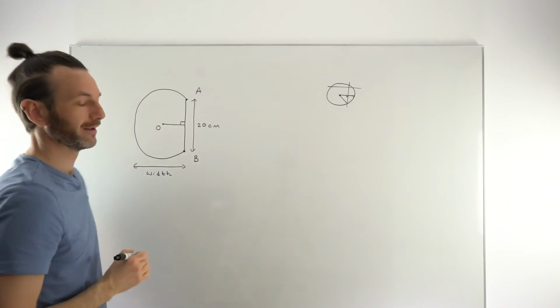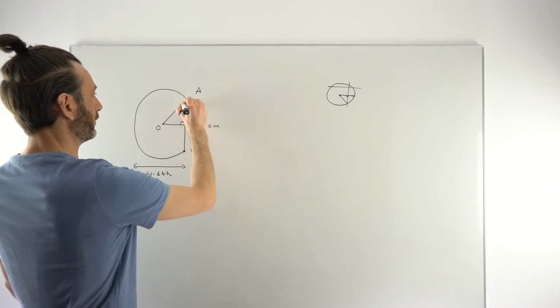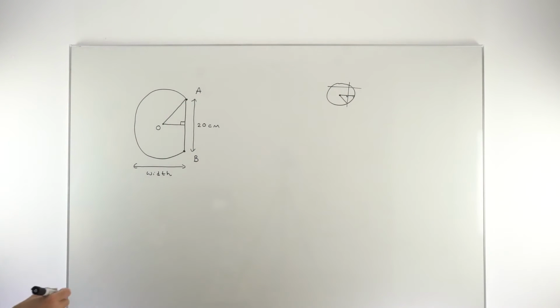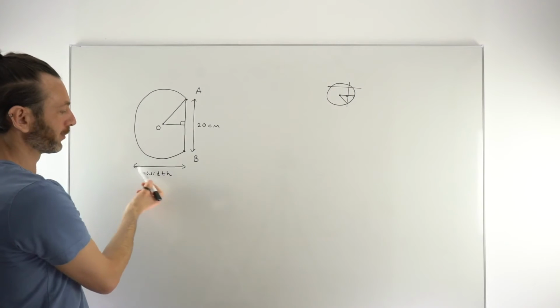So that is the key to unlocking these questions. And now we can construct a right angle triangle there. Okay, so that's always how you'll start these. Question then is, how do we find what we're actually looking for, the width?